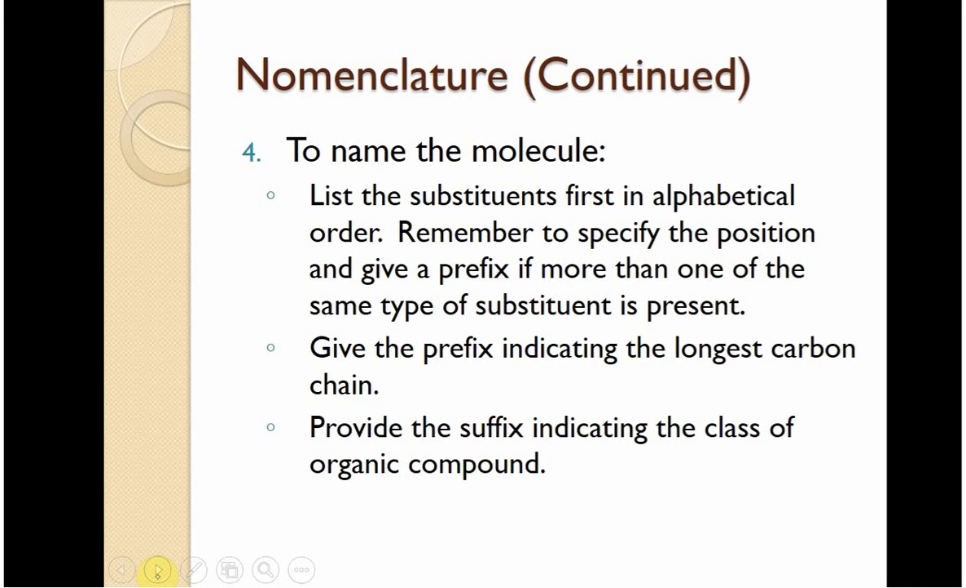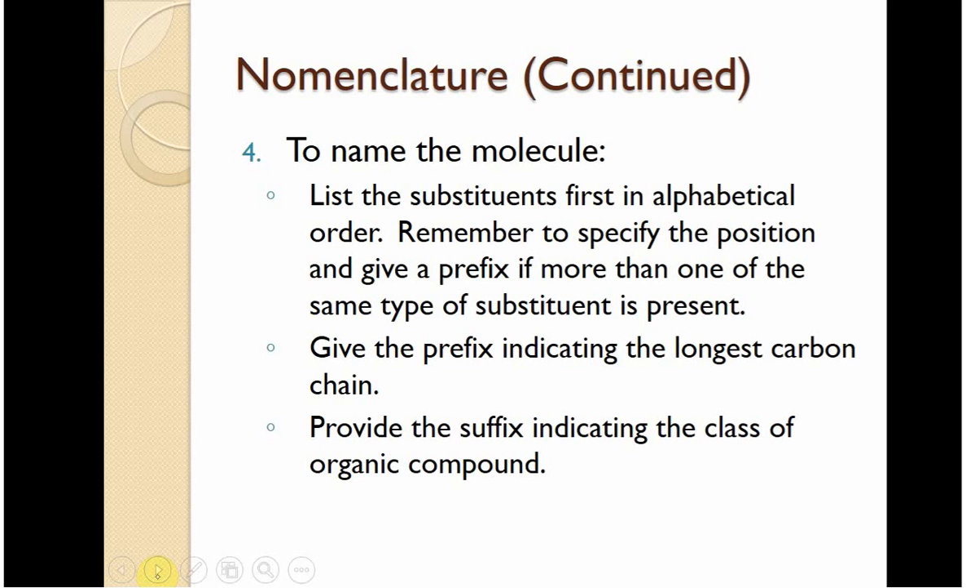So then to put it all together in a name, you're going to list the substituents in alphabetical order, not by prefix, not by anything else, but in alphabetical order. You're going to specify the position using a number. You're going to give a prefix if more than one of them is present. And you're going to give the prefix indicating the longest chain of the carbon atom and the right suffix to tell us what kind of compound it is.